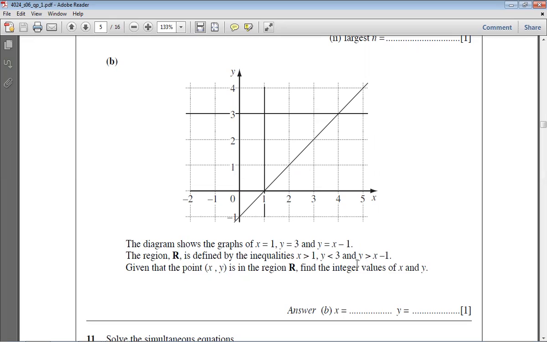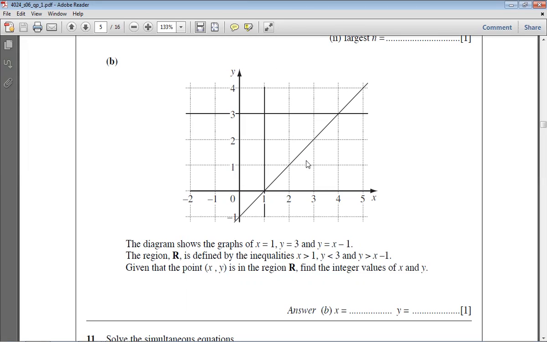Then he says y greater than x minus 1. Y equals to x minus 1, this line, because the crocodile's mouth is towards y. So above this is the area. Okay. So this is that area. You can on your hard copy just shade this area. This is that area. This is given that the point x comma y is in the region R, find the integer values of x and y.